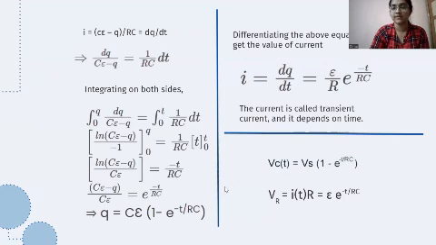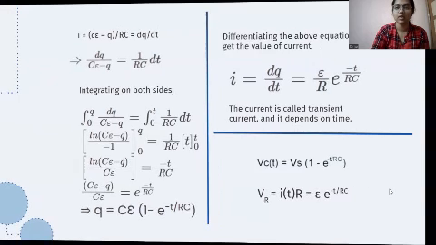by RC. And we'll get voltage across the resistor by multiplying current in the circuit with the resistance, which is equal to EMF into e power minus t by RC.